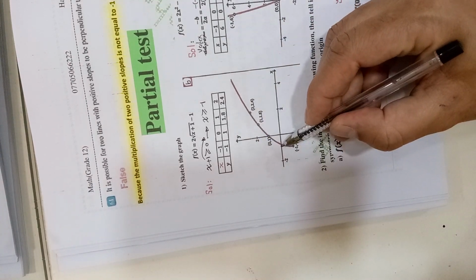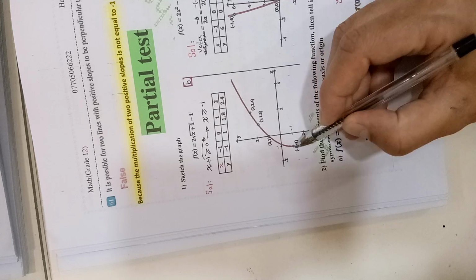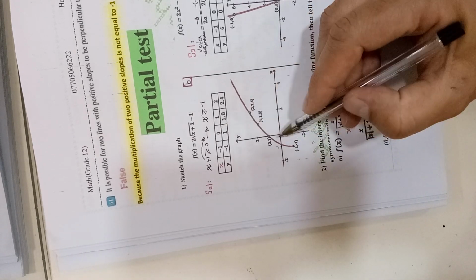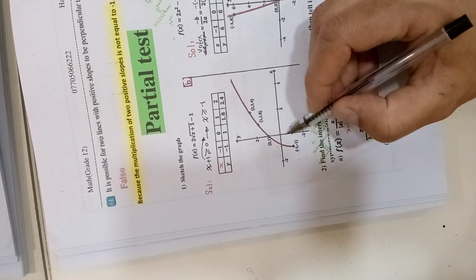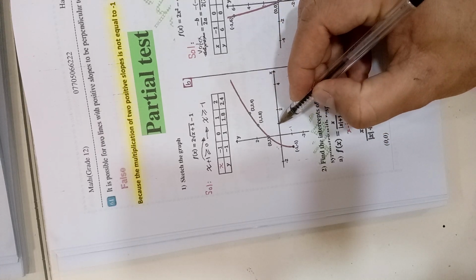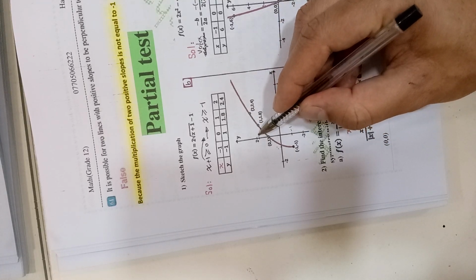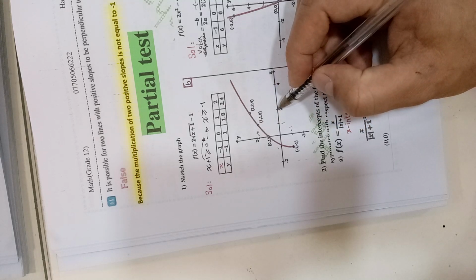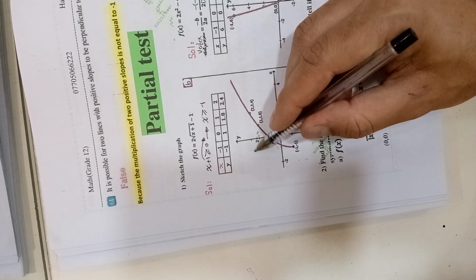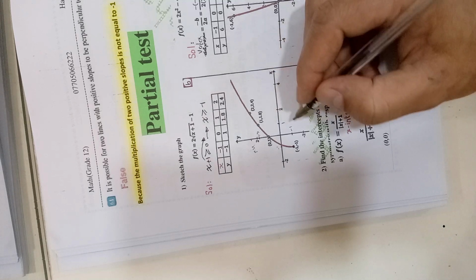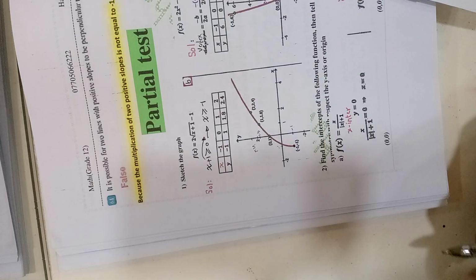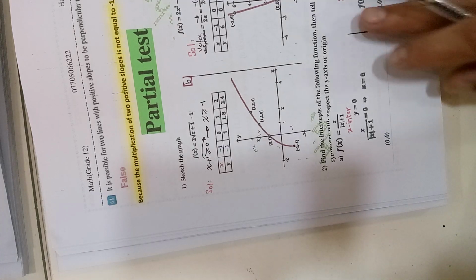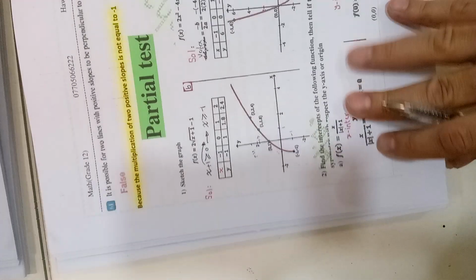After that, negative 1 with negative 1 is the first point, 0 with 1 is the second point, 1 with 1.8 is the third, 2 with 2.4 is the fourth. After that, connect the points to get the graph. So these are very, very important for the exam. Be careful about this.